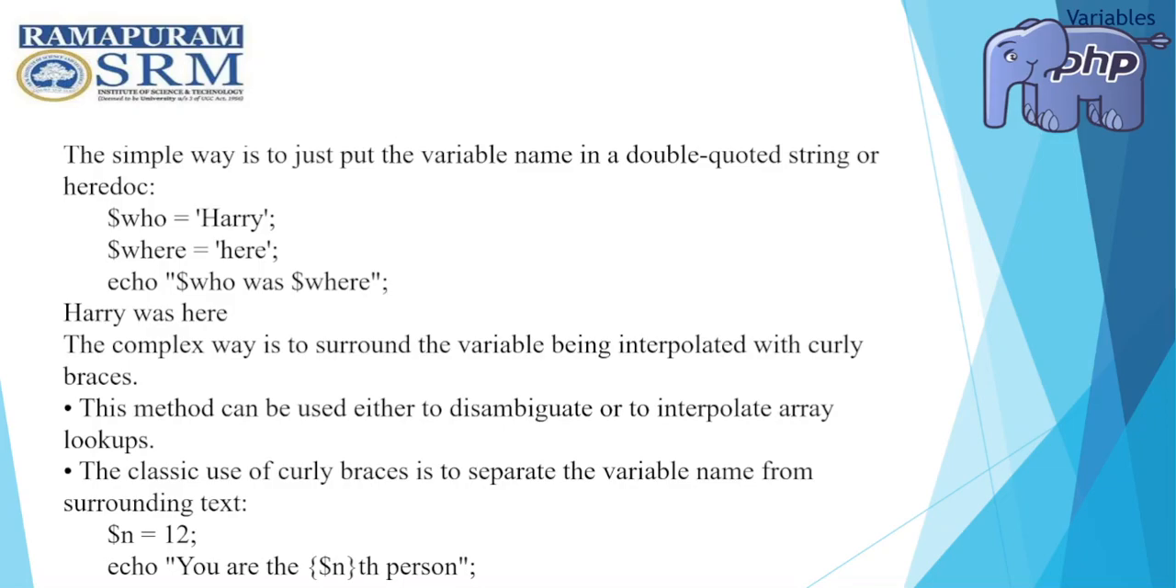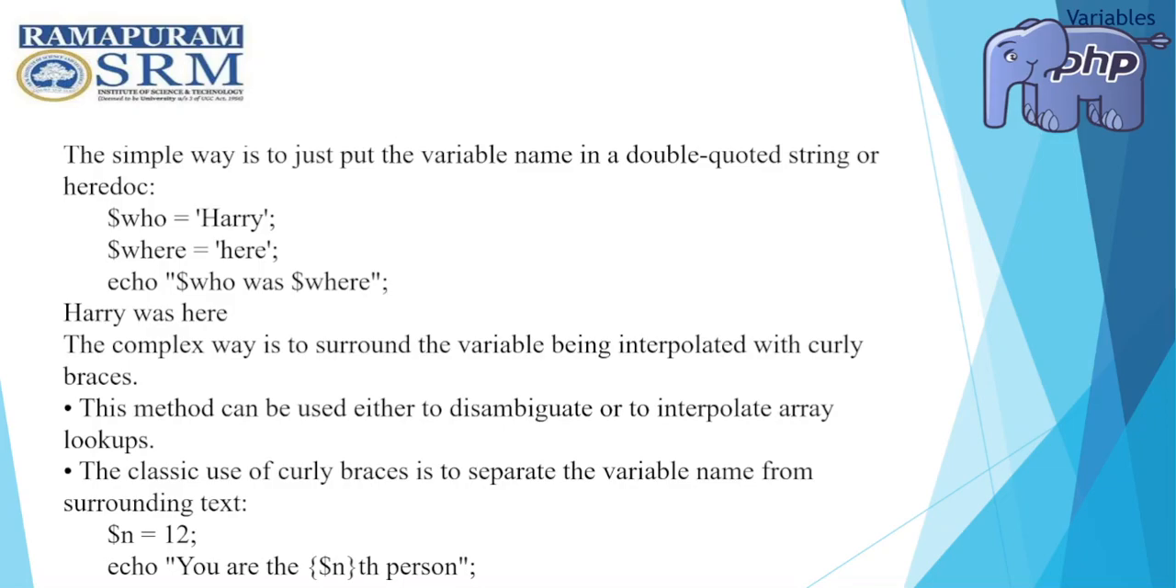And the next thing is the complex way. The complex way uses curly braces to separate the text content. Whatever value you want to print should be given inside the curly braces, and the curly braces will be surrounded by the other text values.